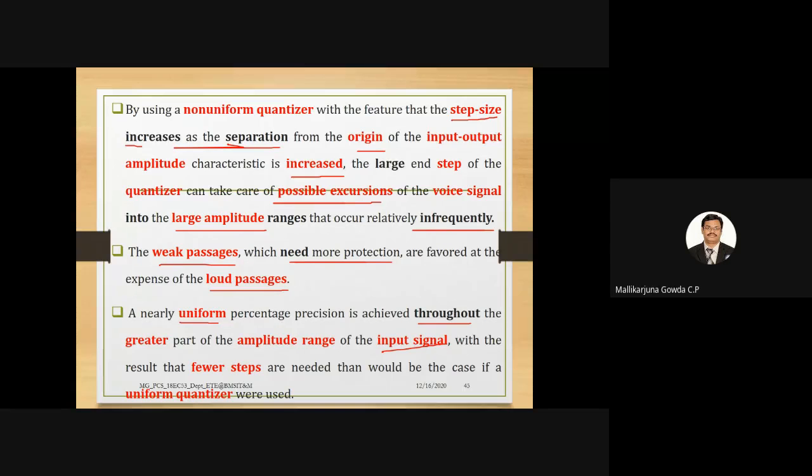So with that, it results in fewer steps being needed than would be the case if the uniform quantizer is used. If I use a uniform quantizer, I may need more steps to represent that particular signal. But by using a non-uniform quantizer, I will be able to represent the entire peak-to-peak signal with a small number of steps. So that is the great advantage of the non-uniform quantizer.